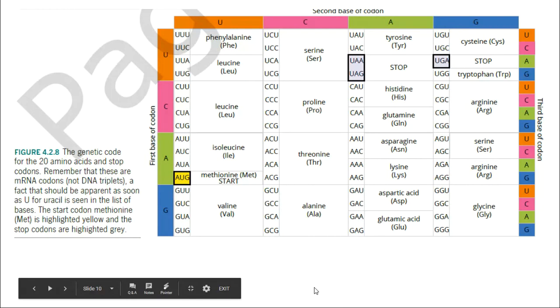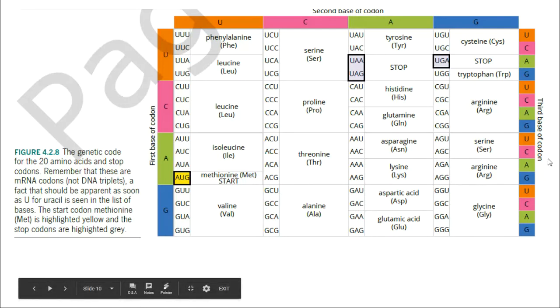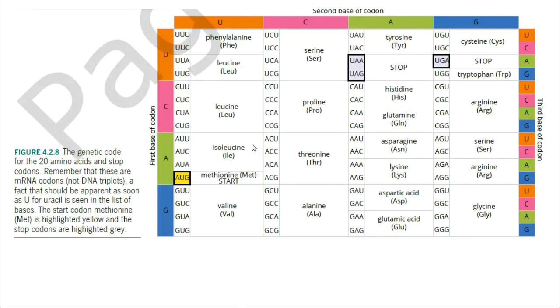Here we have our table that we may have seen before, which allows us to work out what amino acid is going to be translated based on the sequence of the codons. And we can see that we have lots of different amino acids here, and we also have some codes that tell us to stop and start.